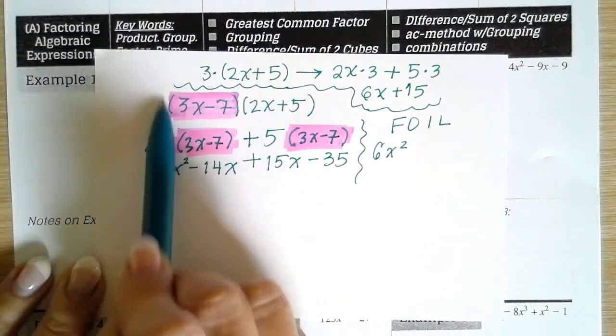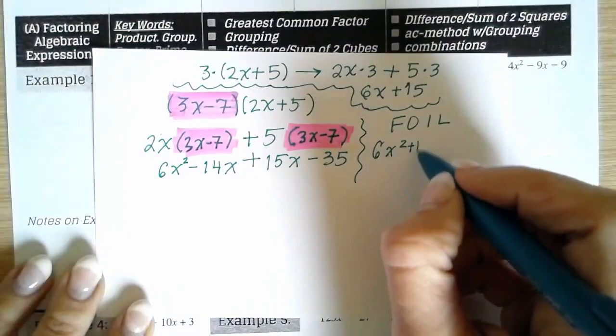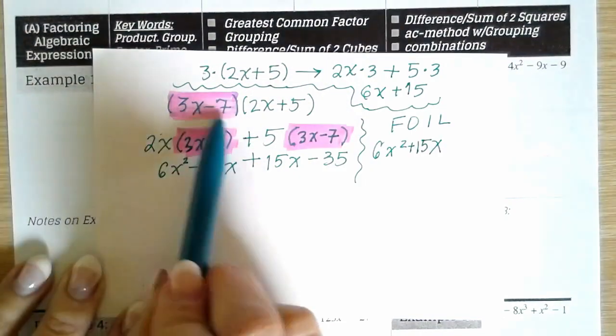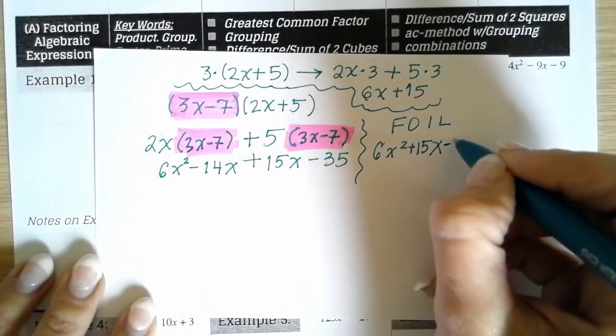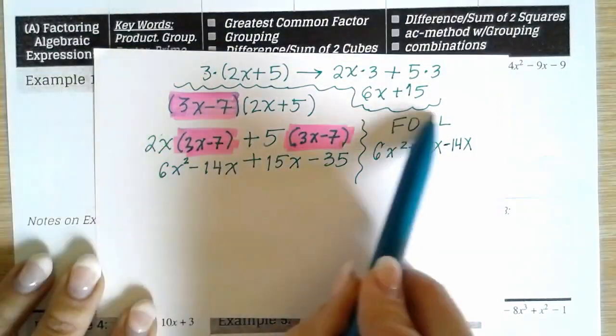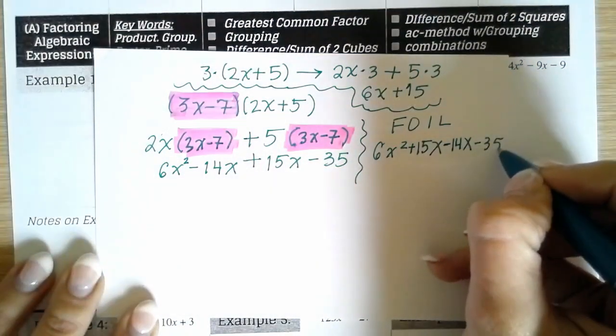And then on the other side, so these are the outsides. And these are the inside, right? 3x times 5 is 15x, so that's my outside. Inside, I have negative 7 and positive 2x. So that's going to be negative 14x. And then L stands for last. Negative 7 times 5 is negative 35.